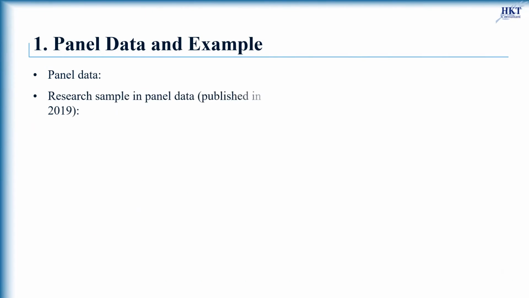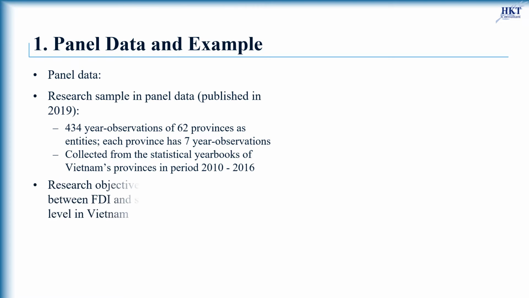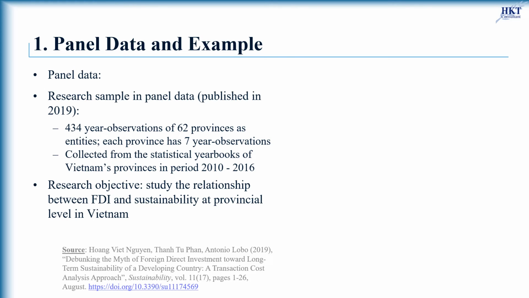These data were collected from the statistical yearbooks of Vietnam's provinces during the period from 2010 to 2016, then cleaned by eliminating some missing data provinces and year observations. The objective of our research aims to study the relationship between foreign direct investment and sustainability at provincial level in a developing host country, such as Vietnam, in the period between 2010 and 2016.